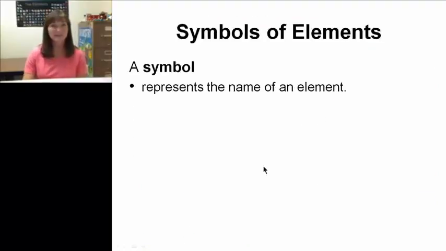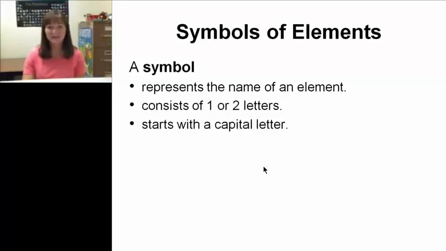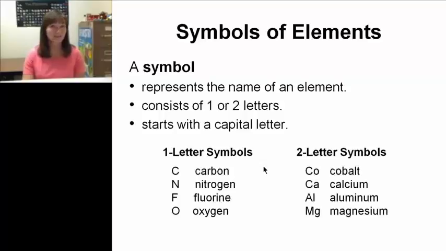A couple things to know about the symbols. The symbol represents the name of the element. They're going to consist of either one or two letters, and they're always going to start with a capital letter. So that's very important. Some of the symbols are only going to have one letter, in which case it's going to be a capital letter. If you have two letters, then it's very important that you make the first letter capitalized and the second letter lowercase, okay?